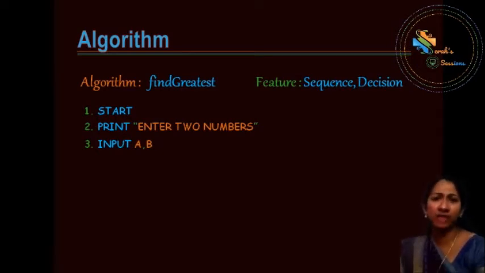There is no need to write the features when you write algorithms. Just for your understanding, I have included that. So let's start the algorithm. First is the start statement. Then you need two numbers, so you have to input two numbers.